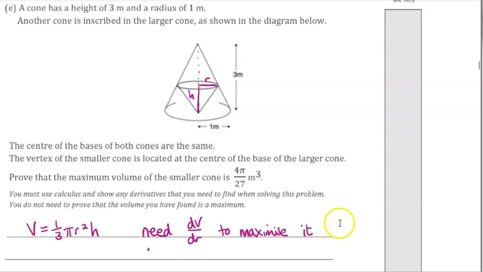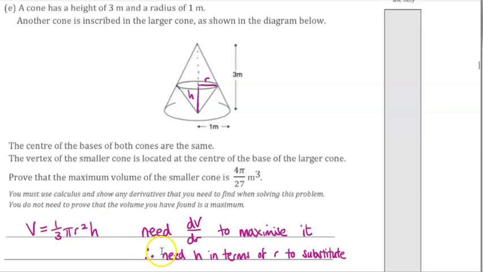To do that, we need dV by dr. We need to be able to differentiate that thing, set it equal to 0 so we can find a maximum point. Which means that we will need h in terms of r and substitute it into here, because right now we can't differentiate this because it's got two different variables in there. However, we know that those two are related to each other, so we can turn one into the other, or in terms of the other, and then we can go ahead with our differentiation.